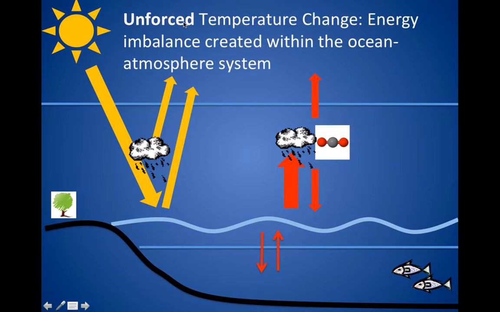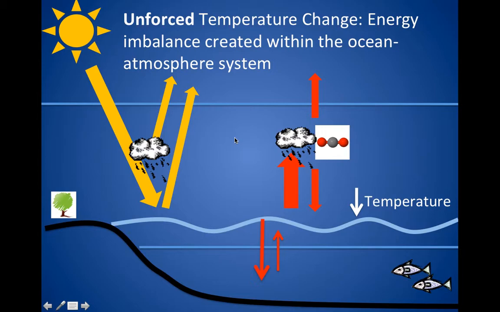So what about the unforced case? An unforced temperature change is an energy imbalance created within the ocean atmosphere system itself. So this is essentially like the climate changing itself. A good example of this would be during a La Nina event, more energy gets moved into the deep ocean than is coming back up from the deep ocean, and that actually causes temperatures to go down. And that was not imposed on the ocean atmosphere system. The system essentially did it by itself.